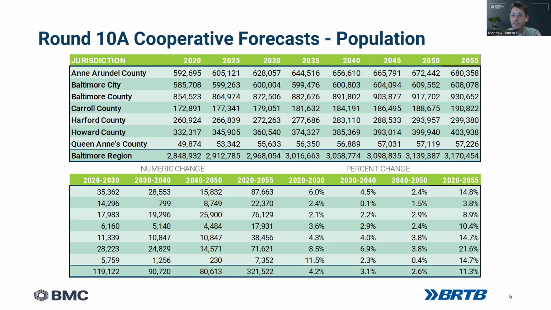So you'll see that the largest expected total population increase is in Anne Arundel, with a growth of 87,663 between 2020 and 2055. That's followed by Baltimore County and then Howard County, with the largest percentage increase being in Howard County as well, with 21.6% forecasted growth in population.